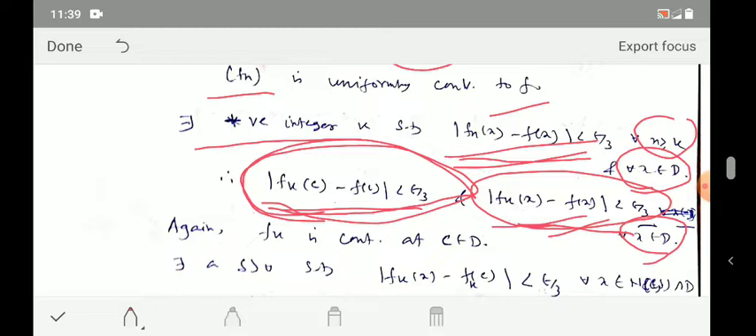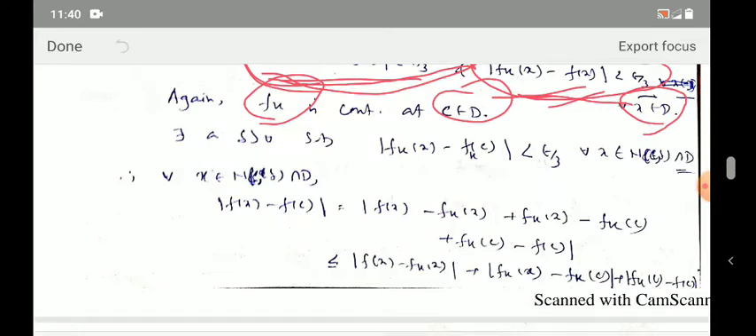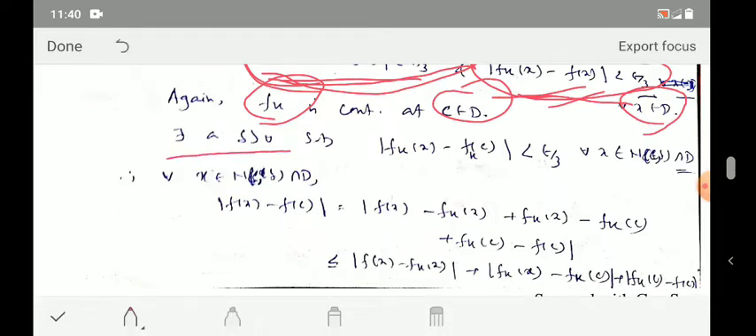Again, given that fk, that is fn, are all continuous on D, on D means at any point of D, therefore fk is continuous at c. Hence we can use the definition of continuity. By the definition of continuity, there exists a delta greater than 0 such that mod of fk(x) minus fk(c) is less than epsilon by 3 for all x belongs to the neighborhood N(c, delta) intersection D.